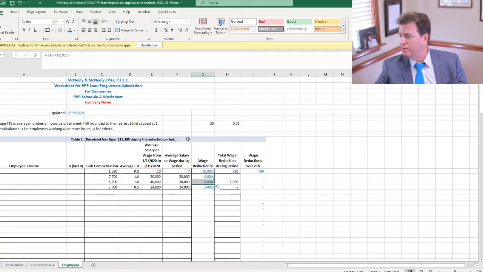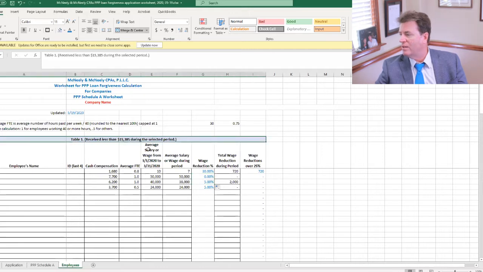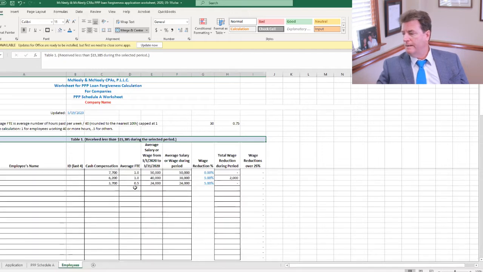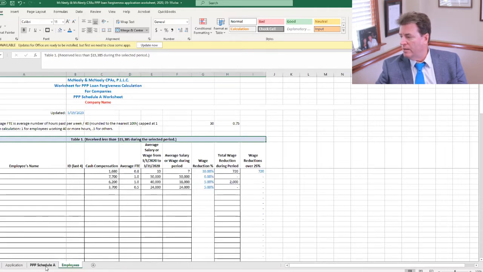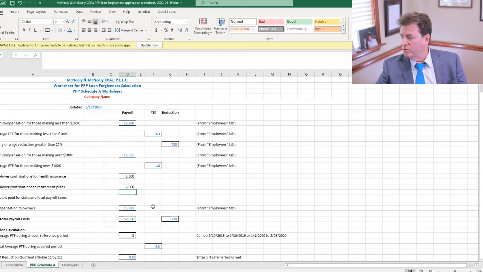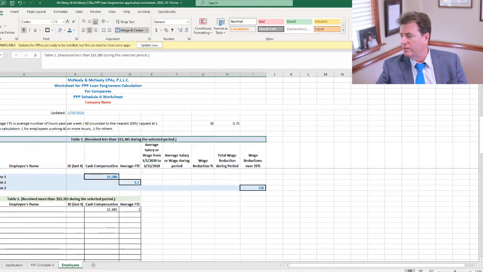So this is for people that are receiving less than 100,000 a year, 15,385 during the selected period. And again, what this means, if somebody's bonused during this period, this is going to get capped. We get commissions during this period. So what we did is we totaled up the cash compensation, and this then actually goes to this Schedule A that everybody has to fill out. So you can take those numbers, and they came over here: cash compensation for those making less than 100,000, and the full-time equivalency. How many people was that? And that came off this detail schedule.